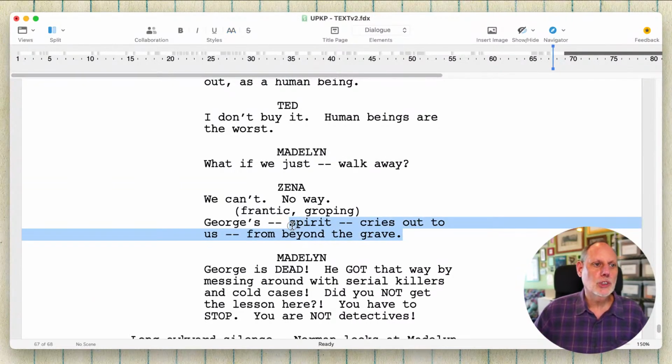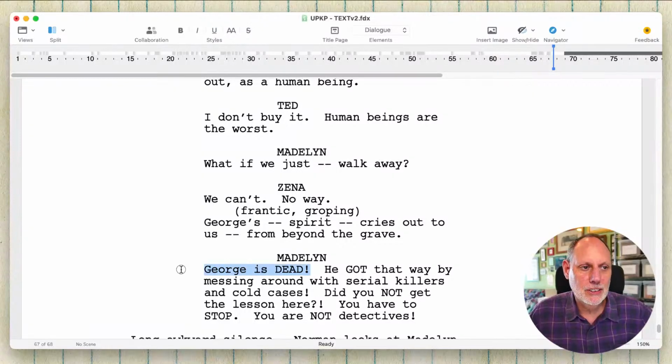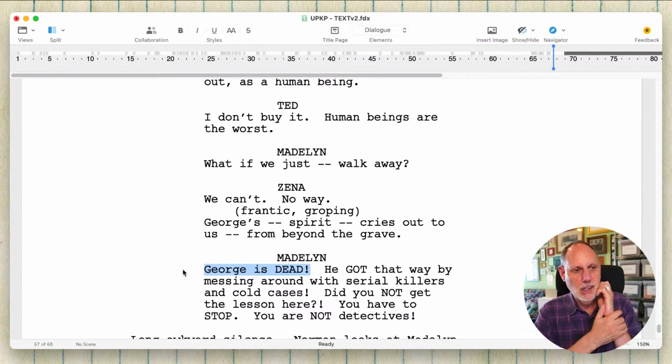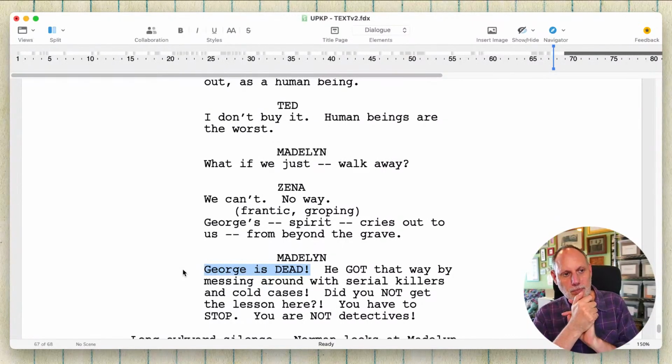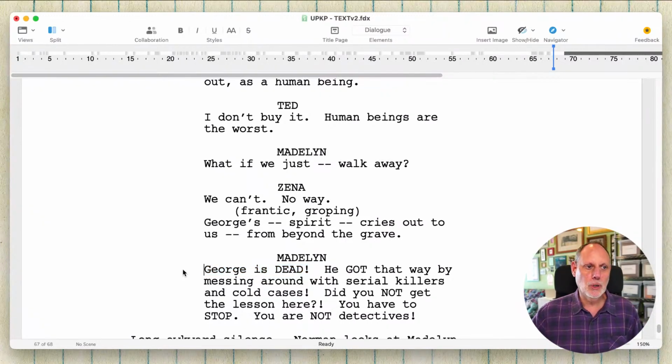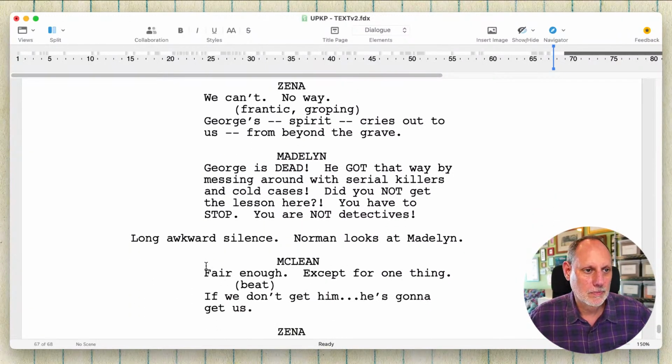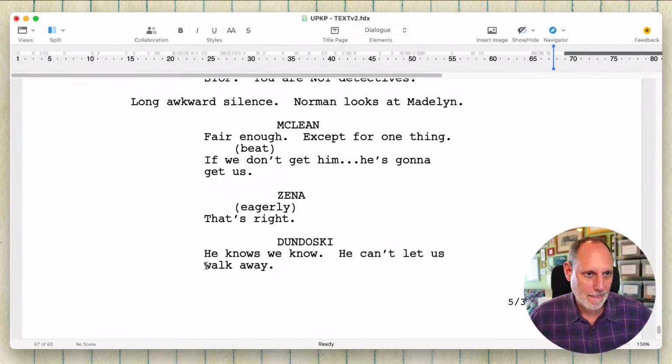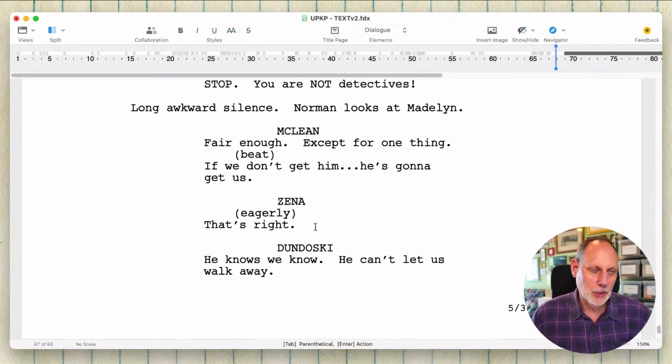Okay, now this one, George's spirit cries out from the grave, and then Madeline's going to say George is dead, and she's saying that like, okay, no, seriously, you guys have got to stop this. Also, there's sort of a tricky thing here. Madeline is arguing not to tell the police. Xena is also arguing not to tell the police, but she's arguing we're going to investigate. Madeline's just saying we just walk away.